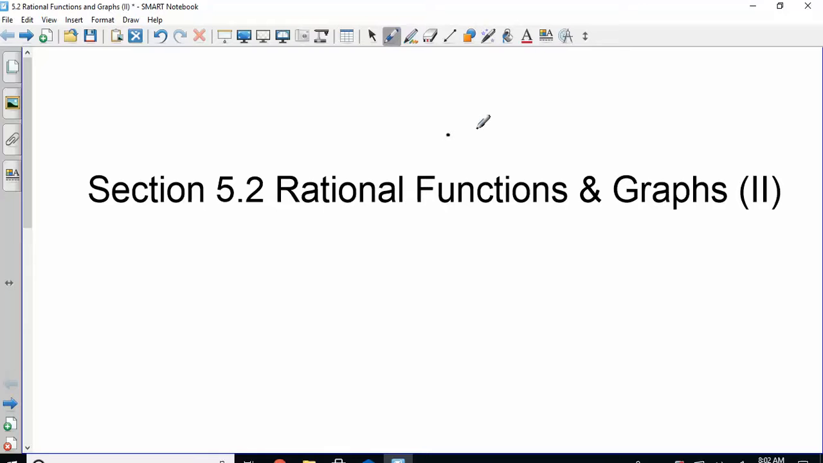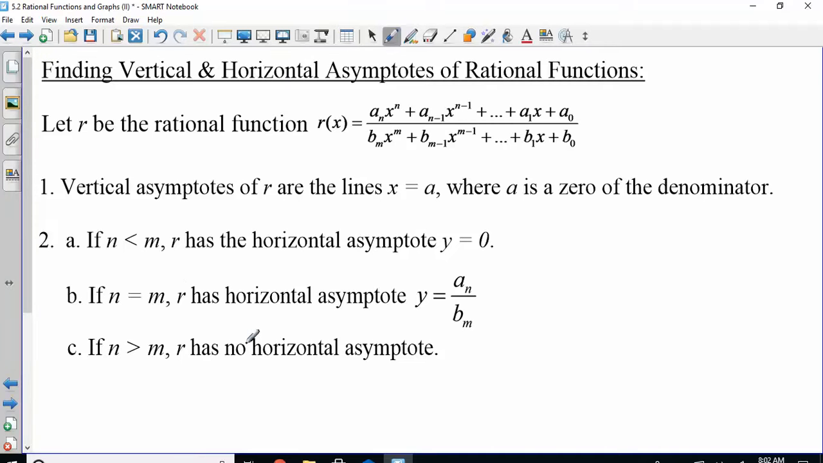The first thing on here are some rules that you're going to have to write down. In section 1, remember we talked about asymptotes a little bit. We figured out from graphing how to find horizontal and vertical asymptotes. We want to talk about in this section how to tell that from the original equation itself. So first thing I need you to do is write down this definition, okay?